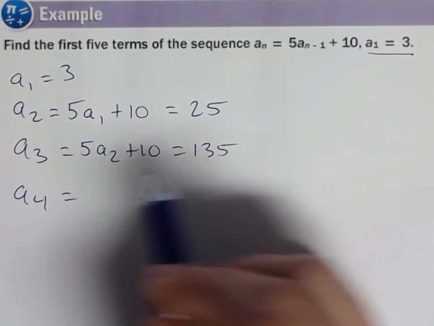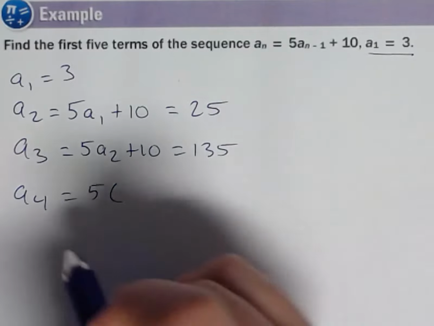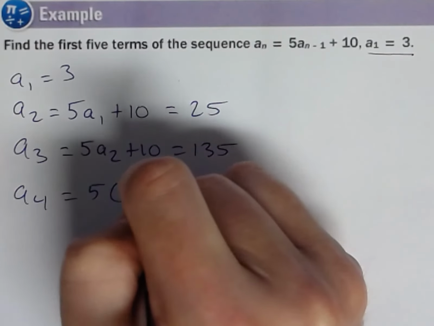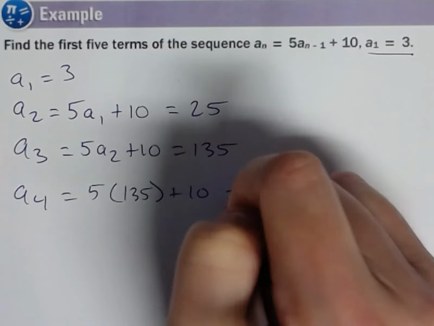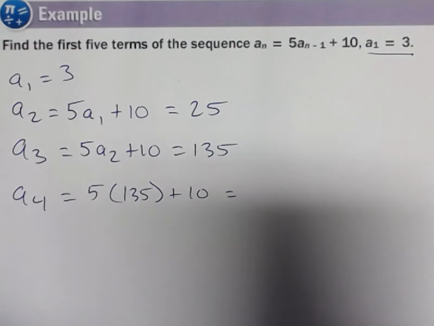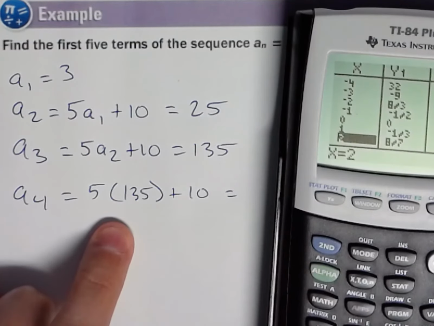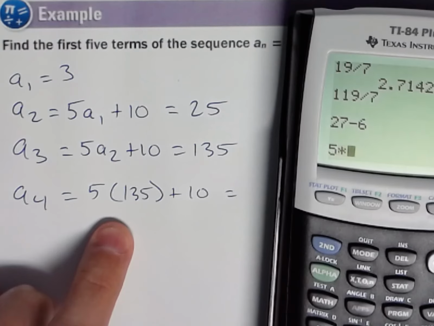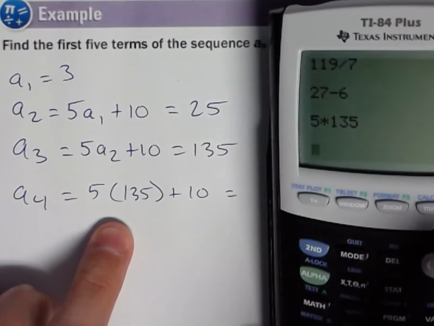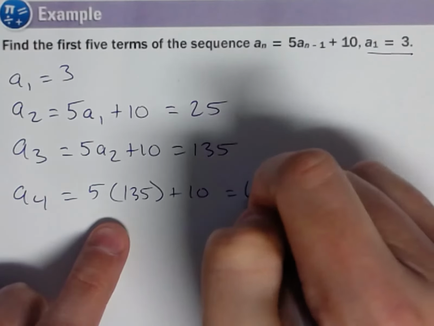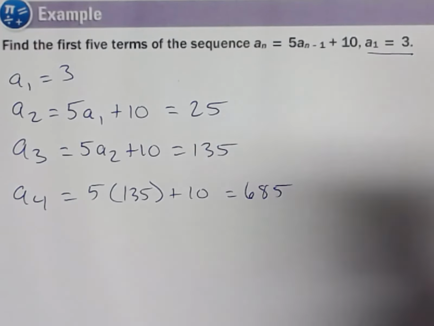So now we're going to do 5 times the third term, 135. I'm just going to plug it in, plus 10. I don't know what 5 times 135 is, so I'm going to use my calculator real quick. So 5 times 135, so 675 plus 10, so 685. See where we're going?